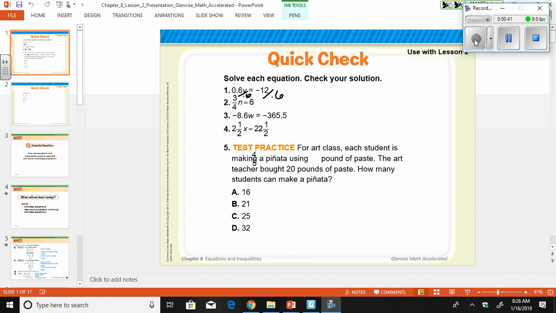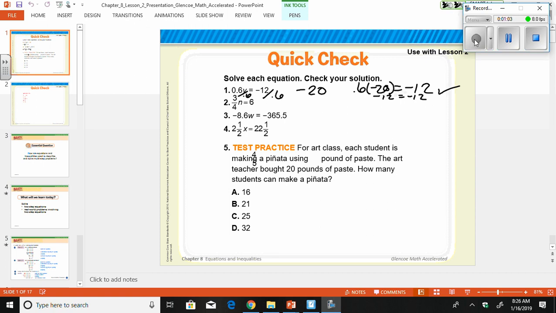So I get negative 12 divided by 0.6, and I get negative 20, and I can plug that back in. So 6/10 times negative 20 equals negative 12. So 6/10 times negative 20, I get negative 12, and it checks out.